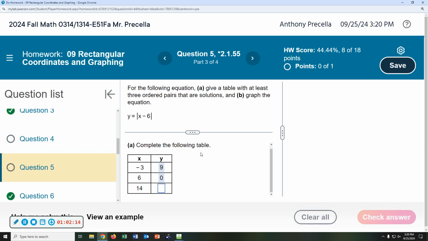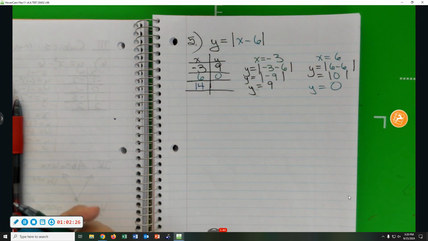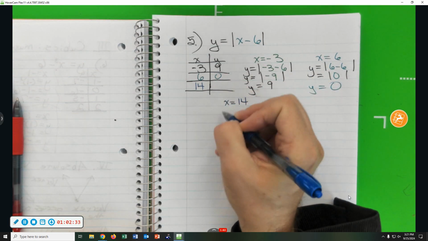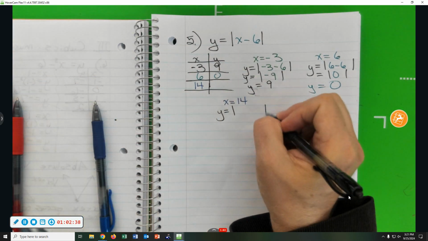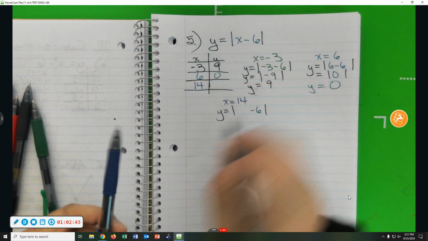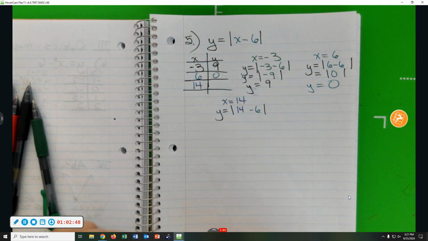And what's the last number we're going to plug in? Looks like it's 14. We're going to have to plug in 14 for x. Plugging in 14, that says y is equal to the absolute value of 14 minus 6. What's 14 minus 6? 8. What's the absolute value of 8?